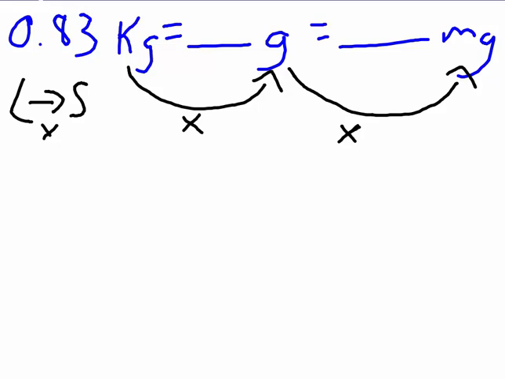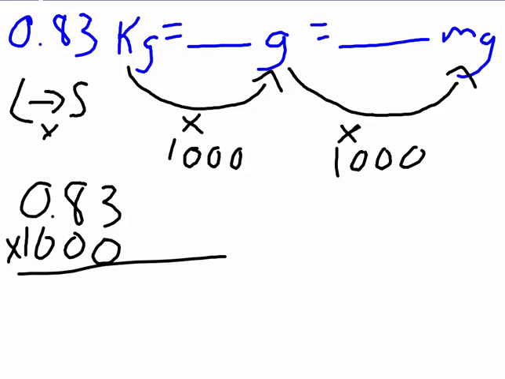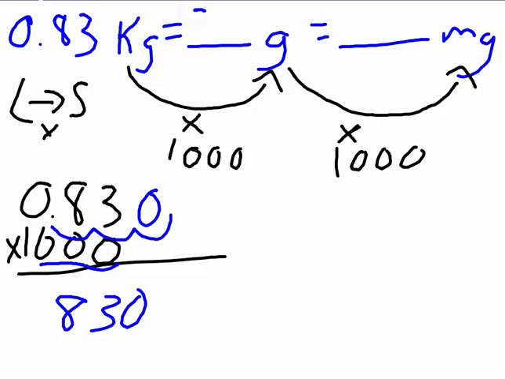Alright, so let's start. This is kilograms to grams, that is 1,000. And when I go from grams to milligrams, that will be another 1,000. So here, let's start. I have 0.83 times 1,000. I can do the standard algorithm, or I can use a shortcut where I say I'm going 1, 2, 3 place values. So we'll move 1, 2, 3 place values. So my answer is 830.